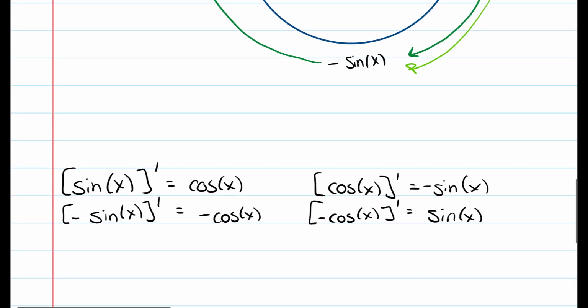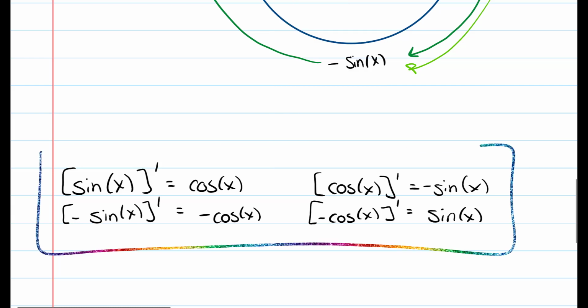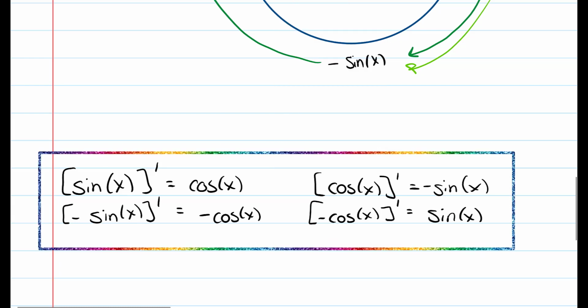And so this is what you're going to want to go ahead and write down: that the derivative of sine is cosine, the derivative of cosine is negative sine, the derivative of negative sine is negative cosine, and the derivative of negative cosine is sine.